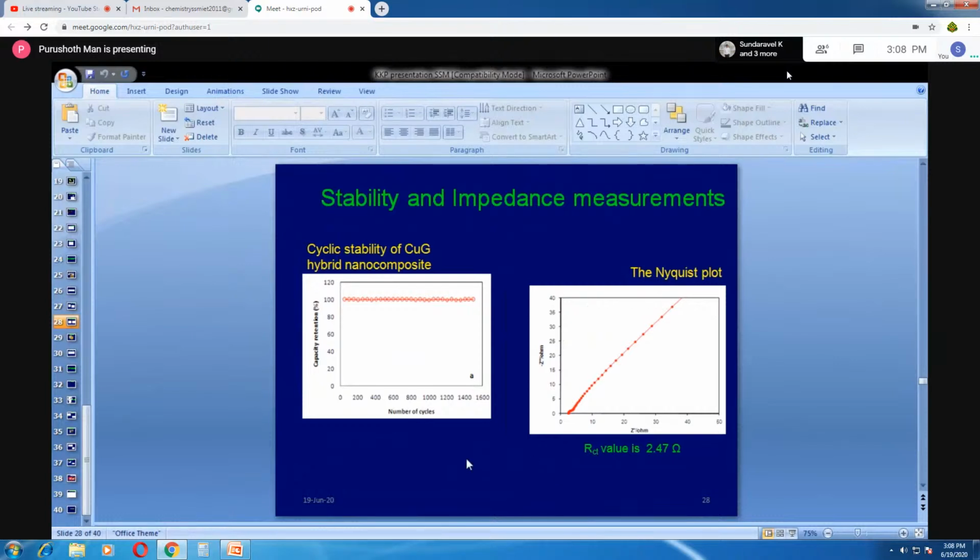Due to the addition of graphene oxide, this shows 100% stability even up to 1500 cycles. There is no degradation observed up to 1500 cycles; 100% stability is there. In the same way, if you check the charge transfer resistance, the value is 2.47 ohm because of the presence of reduced graphene oxide.